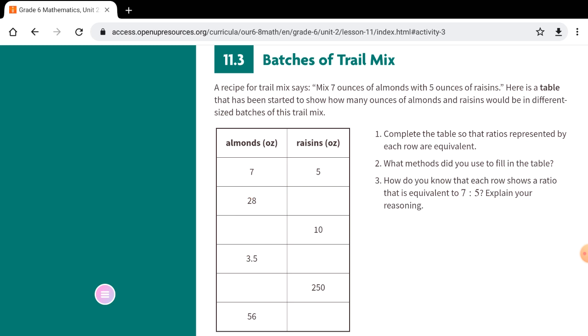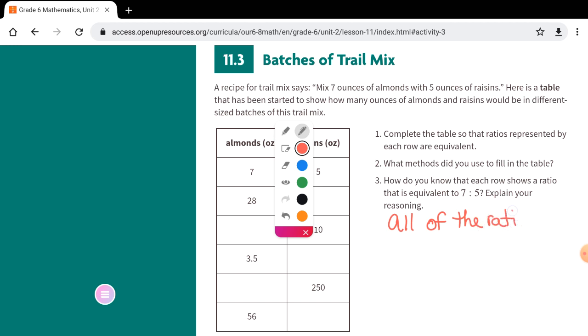Okay, so the question, did we complete the table so that the ratios represent... okay, we did that. Number 2, what methods did we use? We did multiplication and division. How do you know that each row shows a ratio that is equivalent to 7 to 5? How do we know if we did our math correctly? Owen? We just multiplied, like, if we did 7 times 4, we did 5 times 4. Yeah, what would all of them reduce to? 7 and this. Yeah, all of the ratios in the table would reduce to 7 to 5. That's our reasoning.